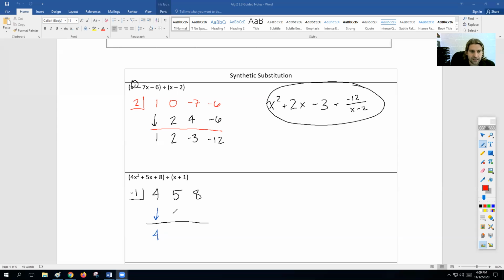4 times negative 1 is negative 4. Add them together, that is 1. 1 times negative 1 is negative 1. Add them together, that is 7. So we look at our expressions.